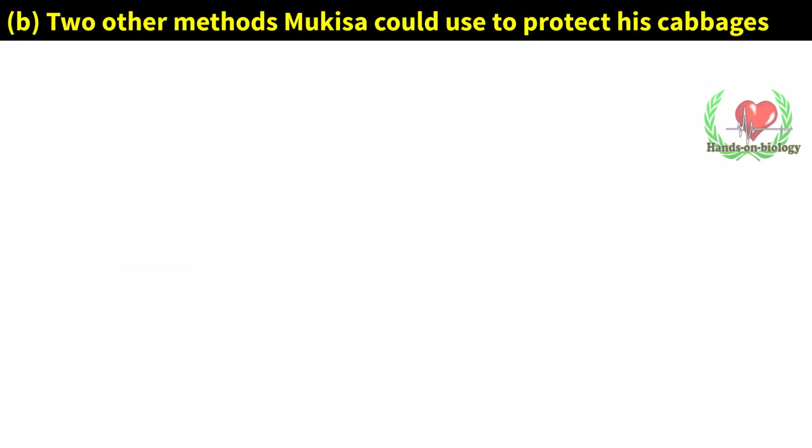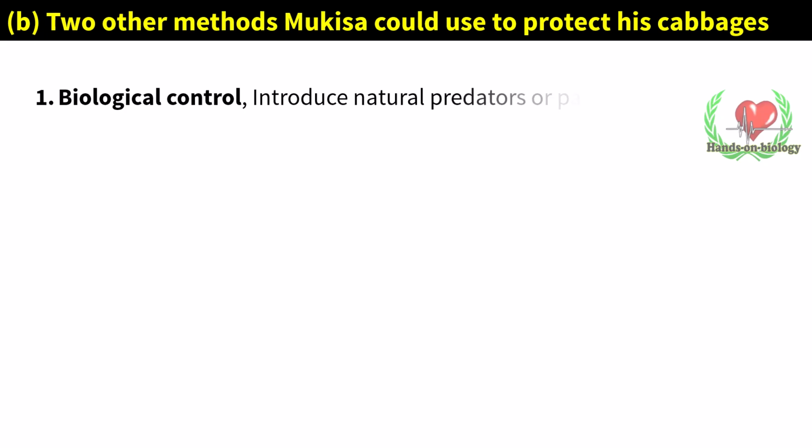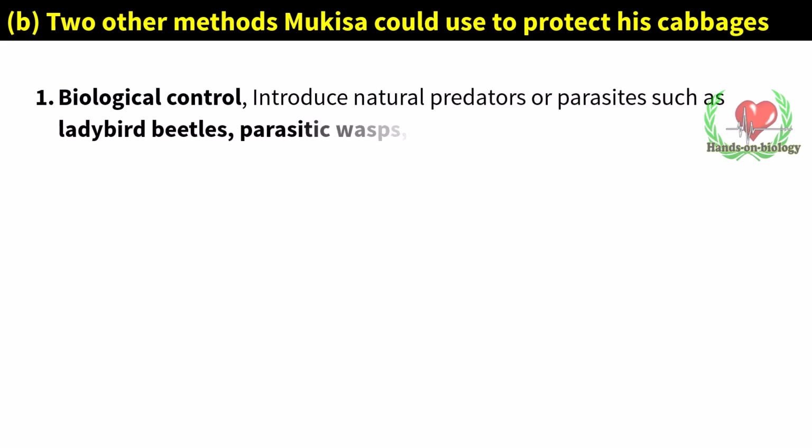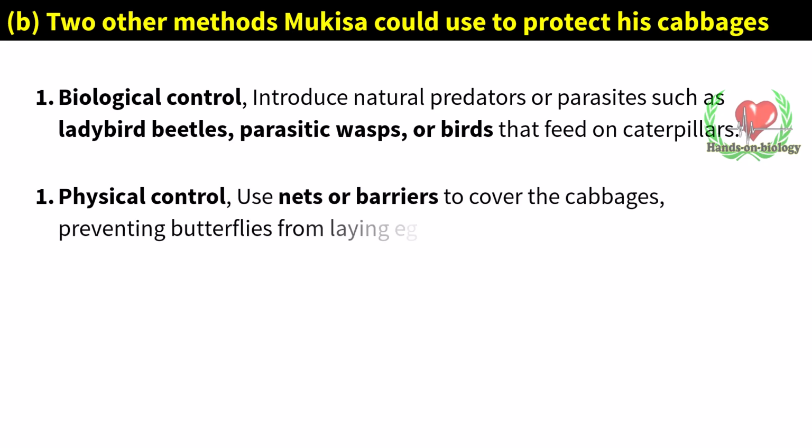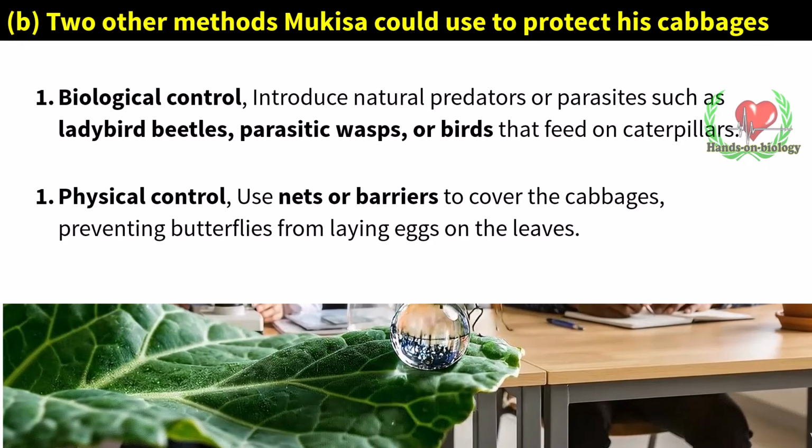Two other methods Mukisa could use to protect his cabbages. Biological control. Introduce natural predators or parasites such as ladybird beetles, parasitic wasps, or birds that feed on caterpillars. Physical control: use nets or barriers to cover the cabbages, preventing butterflies from laying eggs on the leaves.